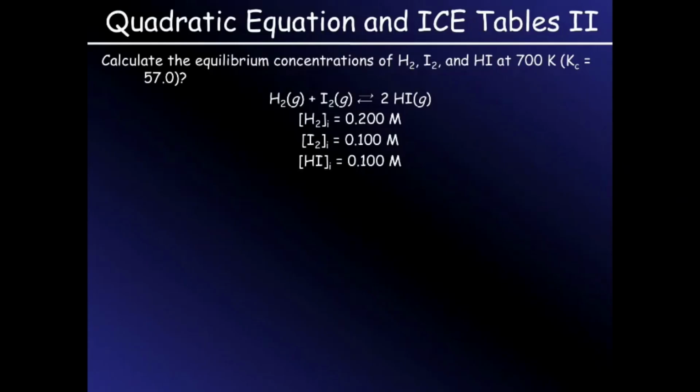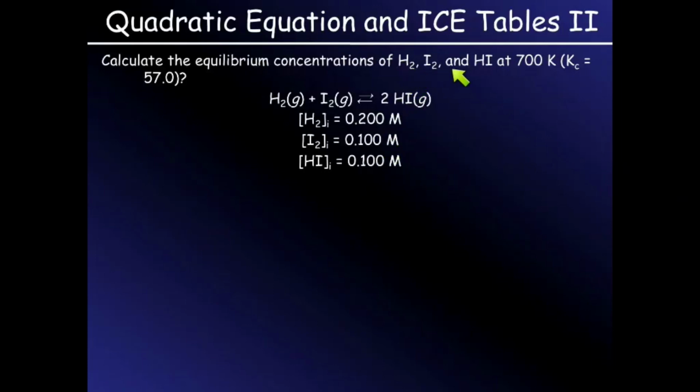I think it's worth our time to do one more like this. This one we do not have an initial concentration of 0, so it is a little bit more challenging to determine in which direction it will shift. But we do just as we did before. We will solve for the Q value and compare it to the K value.